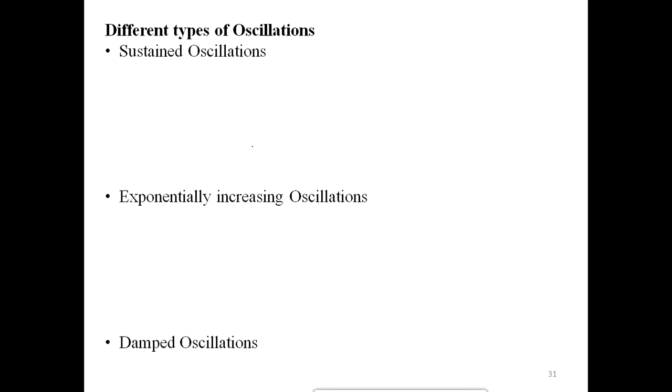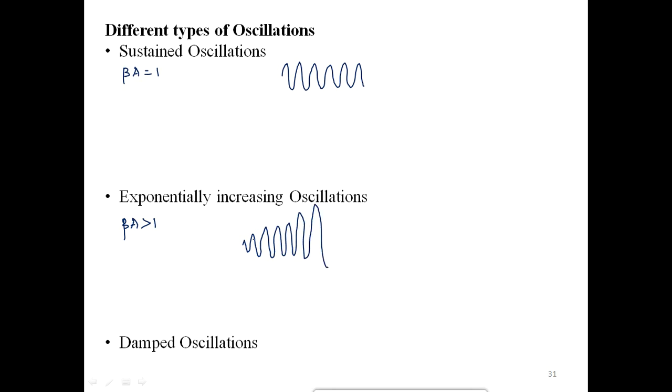Depending upon the condition of the open loop gain, there are three conditions, and based on those we can distinguish the oscillations into three types. The first one is sustained oscillations, where beta A is equal to 1, and the oscillations are of constant amplitude and the same frequency. If beta into A is greater than 1, then the oscillations increase with respect to time. They just increase exponentially.